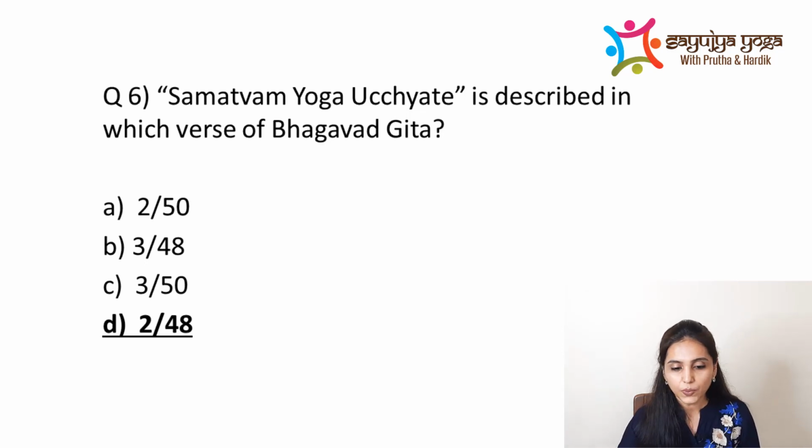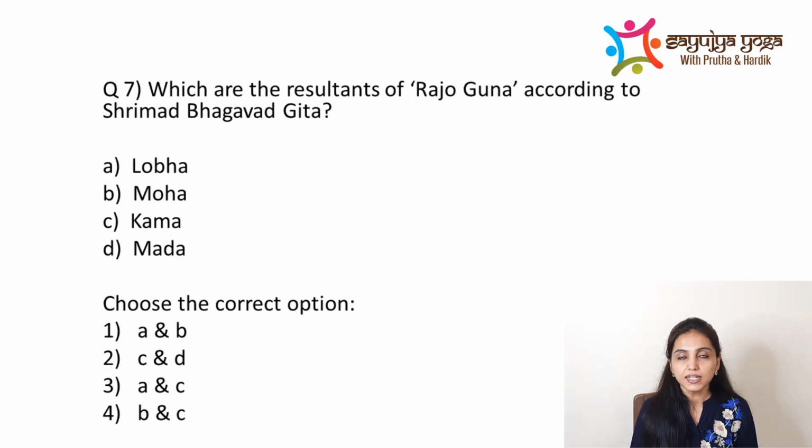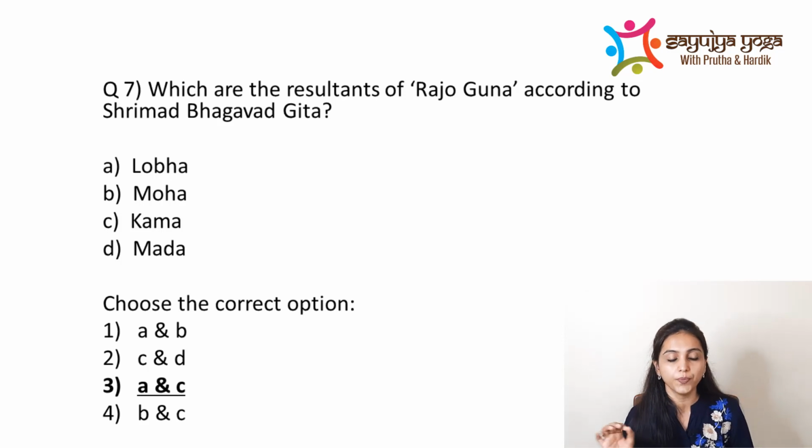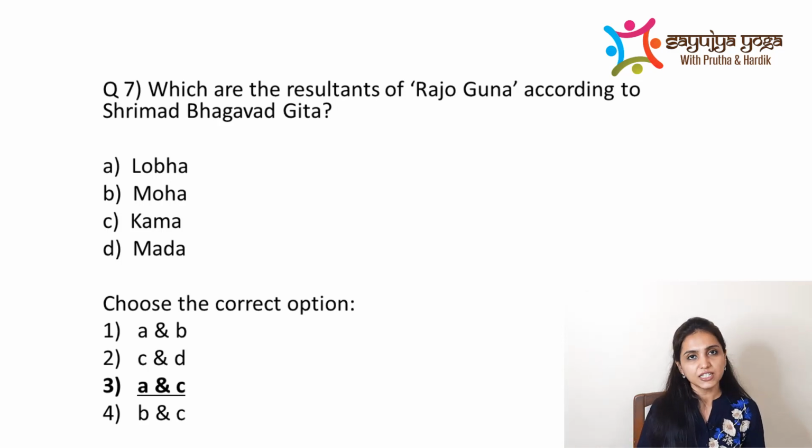Okay, next question is, which are the resultants of Rajo Guna according to Shrimad Bhagavad Gita? And the correct answer is option number 3, which is A and C. So A is Lobha and C is Kama. So Lobha and Kama are the resultants of Rajo Guna. Now, where do we find this explanation?